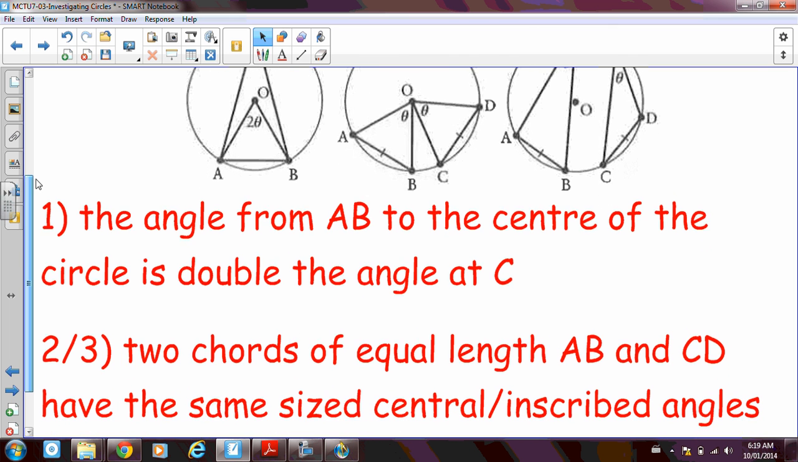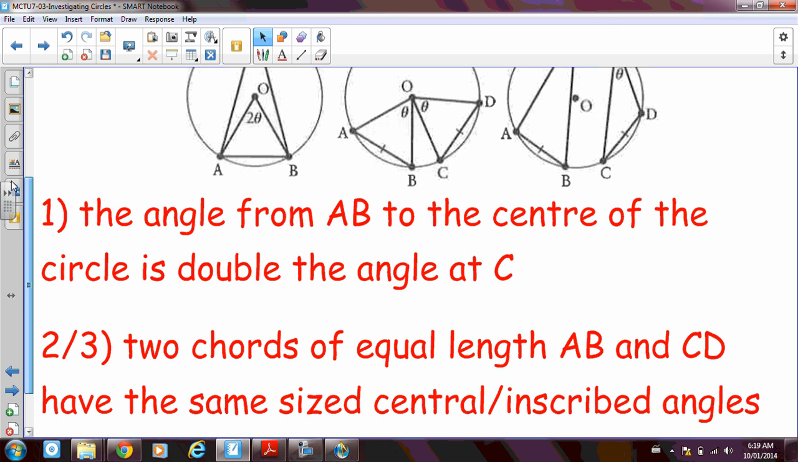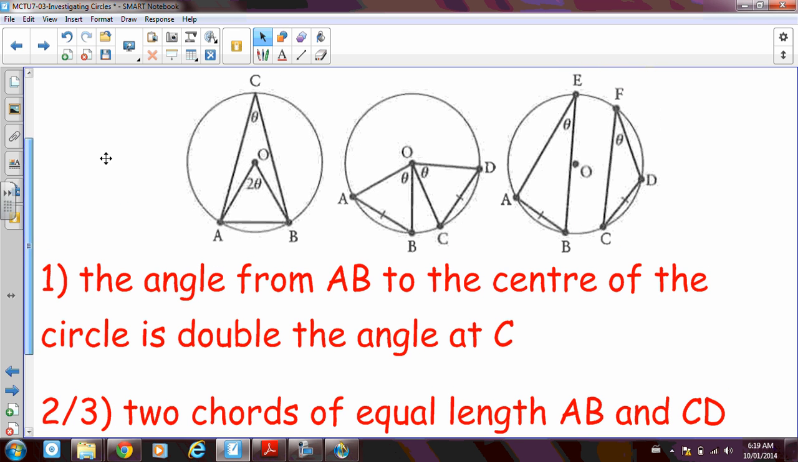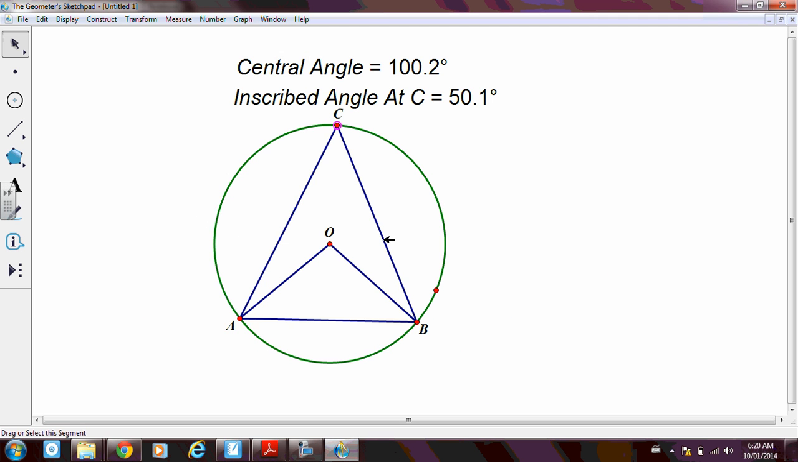Okay, so that's two chords of equal length, AB and CD, have the same size central and inscribed angles. And again, the idea behind the central angle makes sense because it's a congruent triangle here to here, exactly the same size in every way. And then by using this argument, the angles here and here must be the same. Okay, so I just wanted to show that.